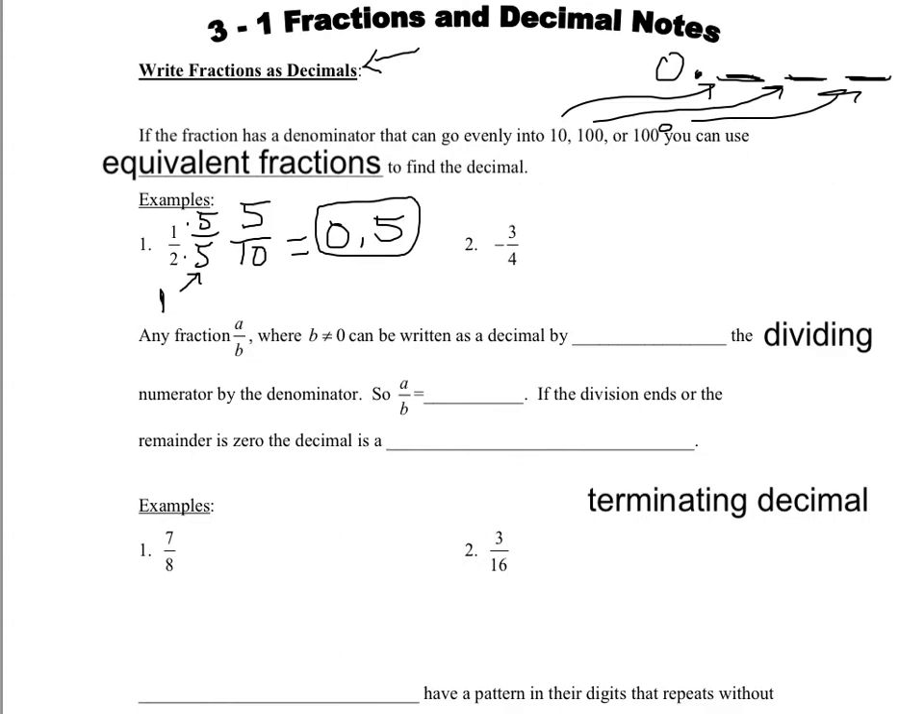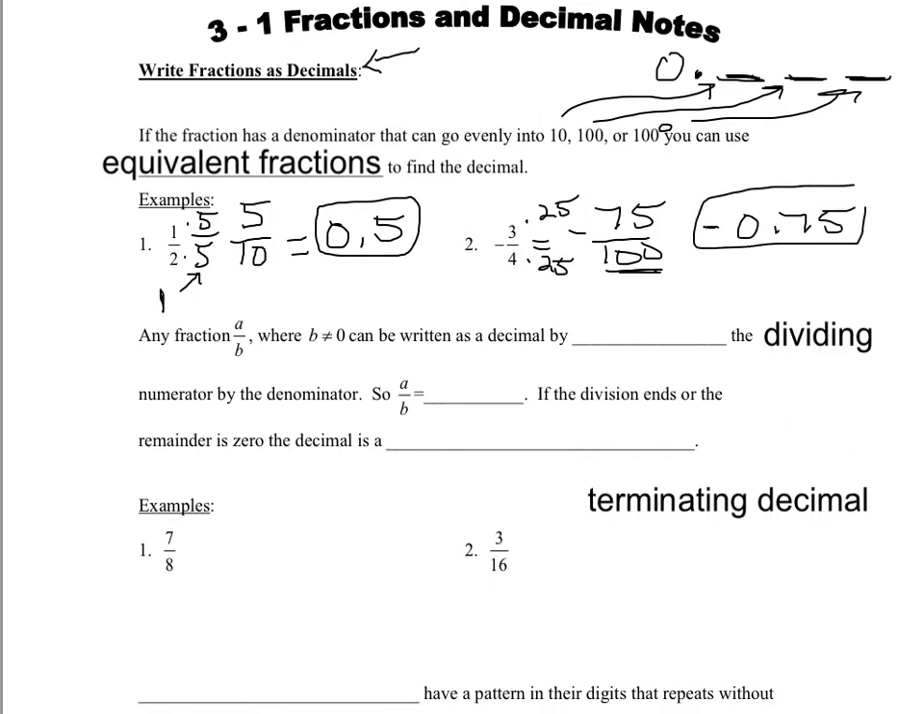Now this can also apply for negative fractions, like -3/4. 4 goes evenly into 100. It's a negative fraction, so it's going to stay negative. Here I'd multiply 4 by 25 to get 100, so I have to multiply the 3 by 25 to keep it equivalent. We have to multiply numerator and denominator by the same thing. So I'm looking at -75 hundredths. Since this is over 100, that means I need to end in the hundredths place. So it's going to be -0.75. We're going to have 2 places past the decimal.